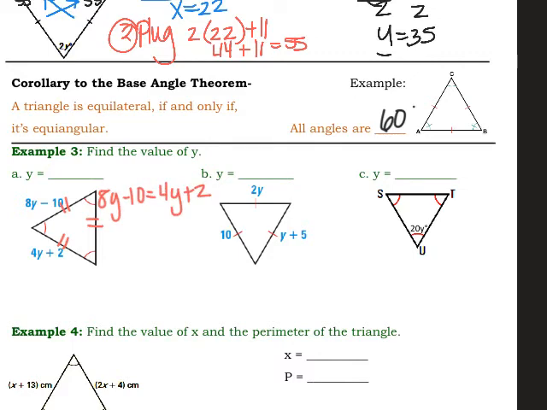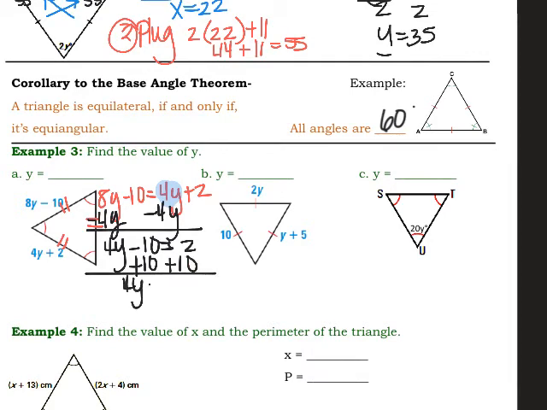All right, I'm going to move the smallest x or y over. So I'm going to move over the 4y. The opposite of a positive is a negative. Okay, now the opposite of a negative 10 is a positive 10. So 4y is going to equal 12. Now we'll divide both sides by 4, and y is going to be 3. Okay? All right, let's look at the next one.